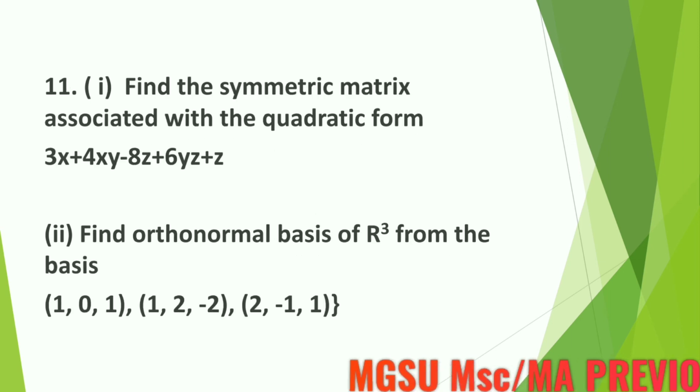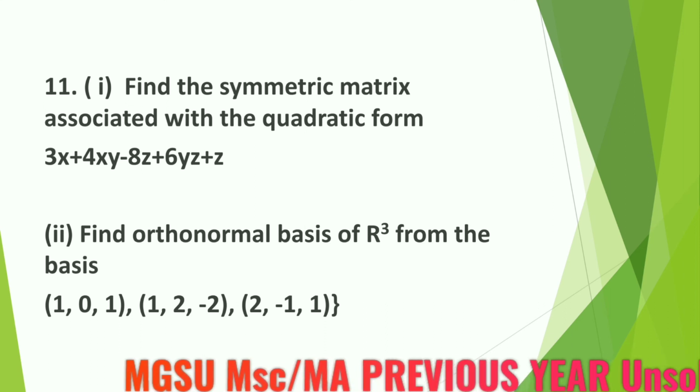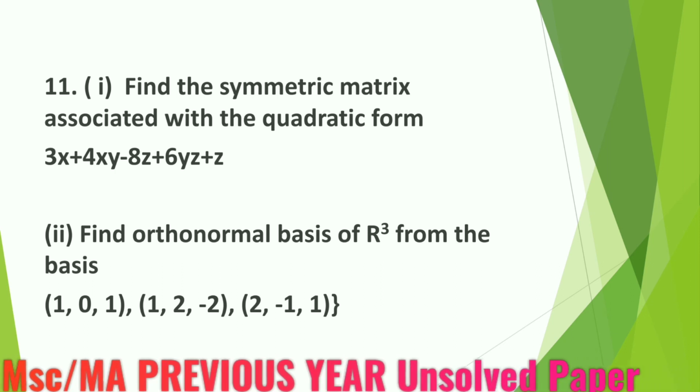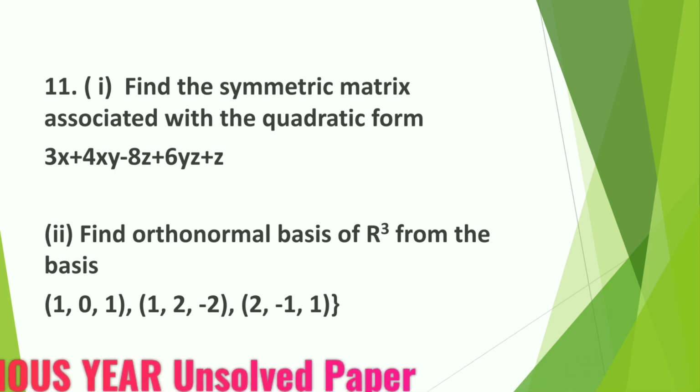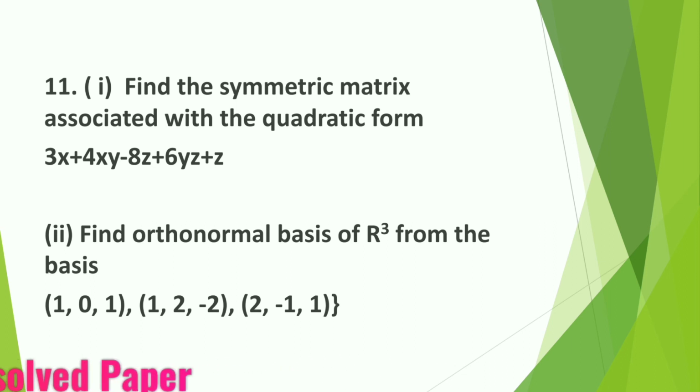Next and the last question, the 11th, is find the symmetric matrix associated with the quadratic form. We have to write a symmetric matrix associated with the given expression. Find an orthonormal basis of R cube from the basis. Here a basis is given and then we have to find the orthonormal basis.